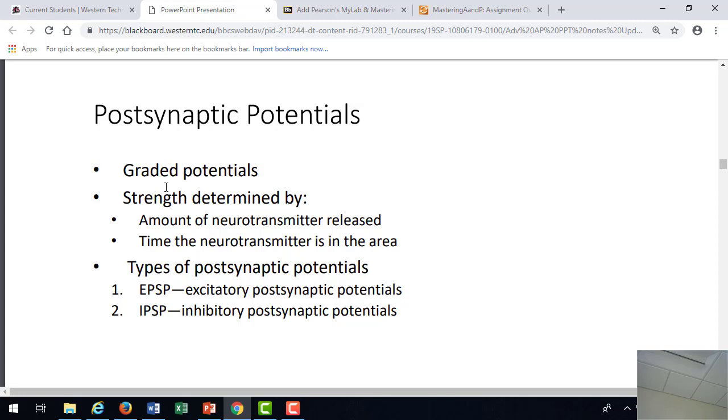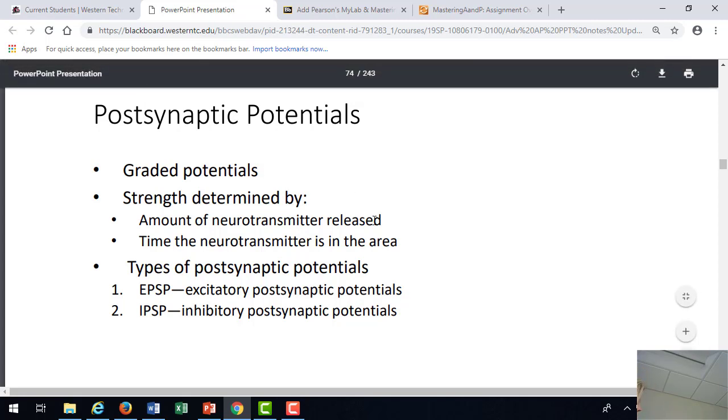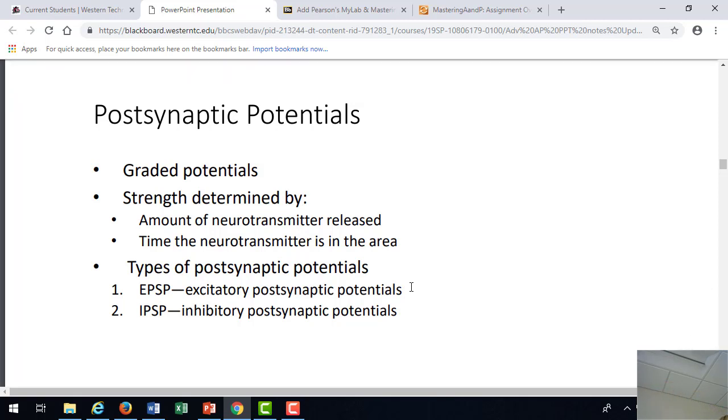So again, graded potentials are what's formed on the postsynaptic neuron depending on the amount of neurotransmitter released and how long the neurotransmitter is there before it's broken down by enzymes. And those can be excitatory. And again, what did we say about that? How do we know the difference between EPSP and IPSP? Yeah, so which one is more positive, bringing it closer to threshold? Excitatory, very good. So that's going to bring it closer to threshold.